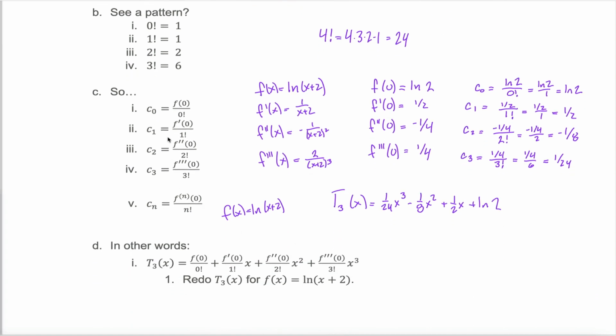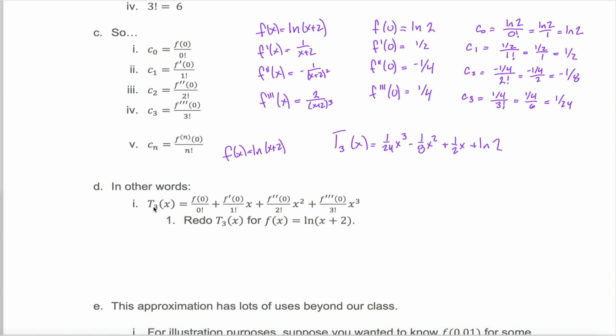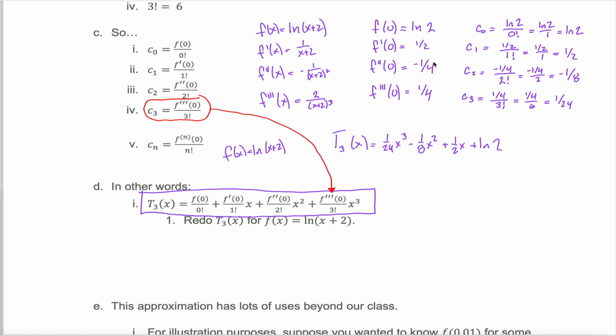If you really wanted to encapsulate all this information, we could say that T3 of x is always equal to this polynomial right here. Because my third degree Taylor polynomial is C0 plus C1 times x plus C2 times x squared plus C3 times x cubed. And C3, for example, is just the third derivative of my function evaluated at 0 divided by 3 factorial. So that goes right there. What we did already up above is we redid all the work to figure out the third degree polynomial when our function f of x was equal to the natural log of x plus 2.